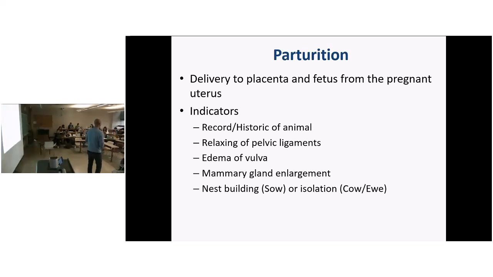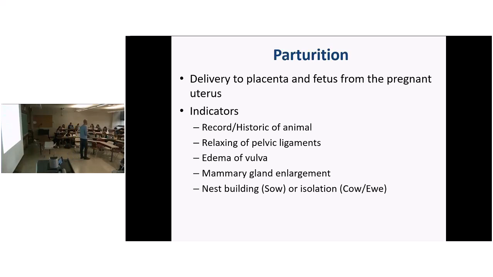So this is going to be the very last class of ours, which is going to be mammary gland development and lactation. But this is one of the very clear physical signs that the parturition is coming. The second, you have edema of the vulva and actually relaxing of pelvic ligaments.